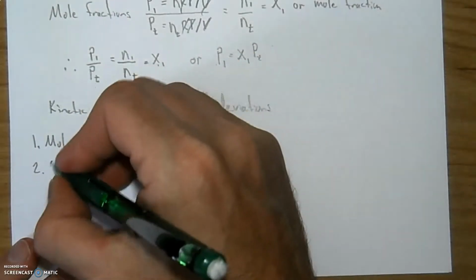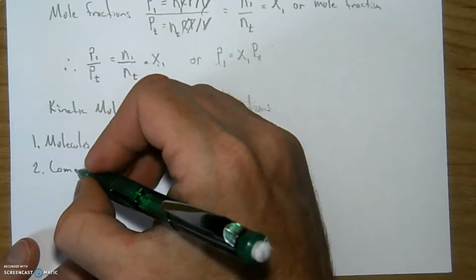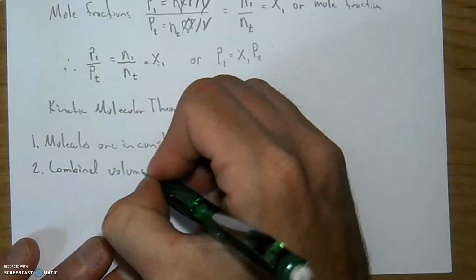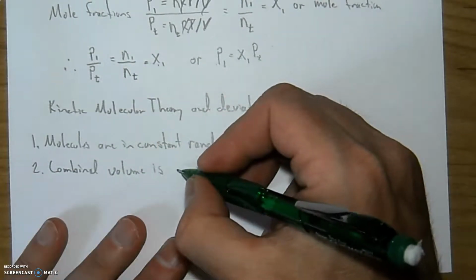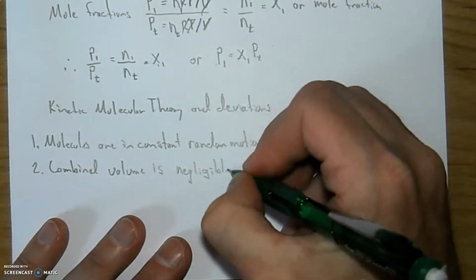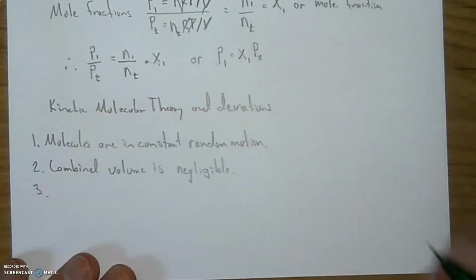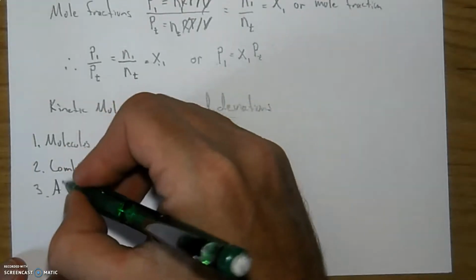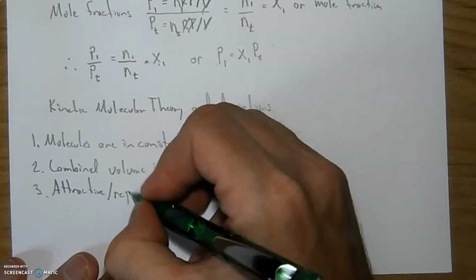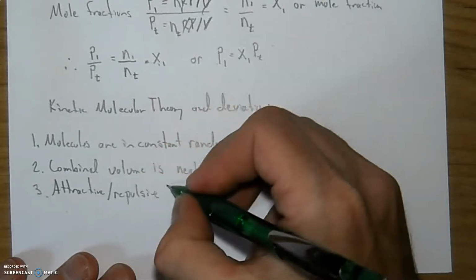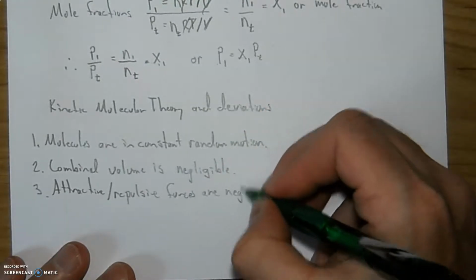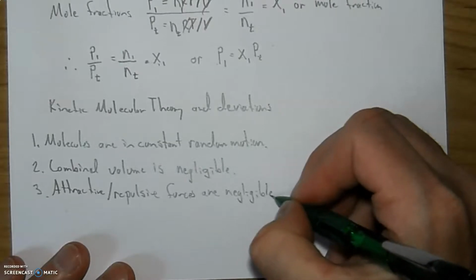2, we just make these assumptions. The combined volume of all the gas particles is negligible. 3, we assume that the attractive or repulsive forces are also negligible. So we can ignore those.